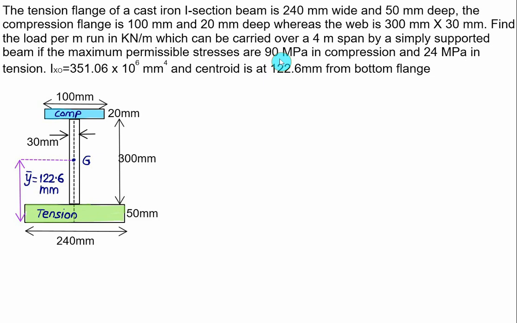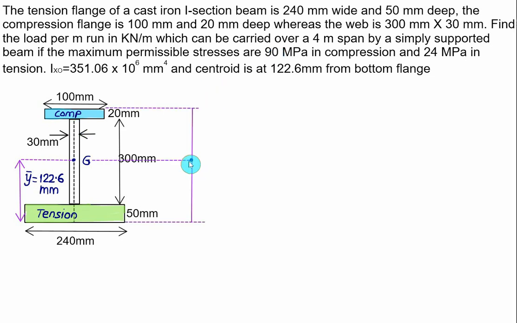So either we assume here that the 90 megapascal will be attained in compression, then we can find out the value of the stress in the bottom flange, which is tension. Or otherwise we can assume that in the bottom flange the tensile stress attained is equal to 24, and from that we'll find out the value of compressive stress. That value must be less than 90.